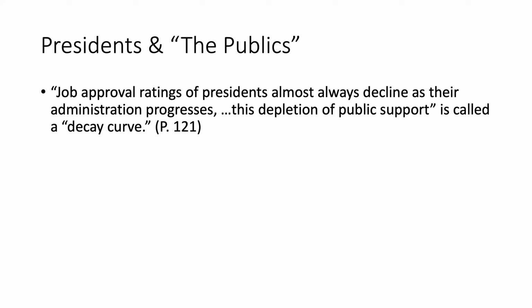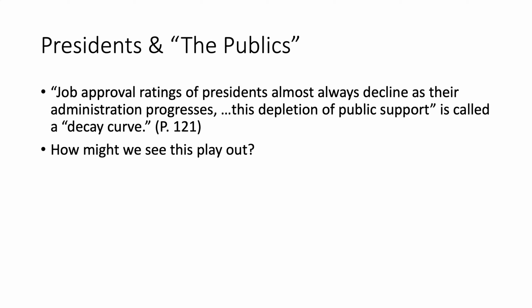Now I want to go into a discussion on presidents and publics. And here one student had noted that job approval ratings of presidents almost always decline as their administration progresses. This is what is oftentimes referred to as the decay curve. And what we as political scientists want to think about, in terms of presidential job approval ratings, is how we might see this play out.